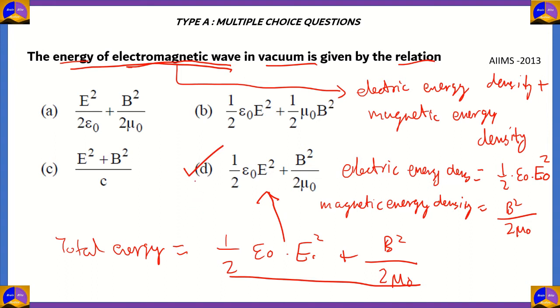All the other options are incorrect. In option A, the electric component is incorrect. In option B, the magnetic component is incorrect. In option C, both components are incorrect. And in option D, we have the correct components given. Energy of an electromagnetic wave is ½ ε0 E² + B²/(2μ0).